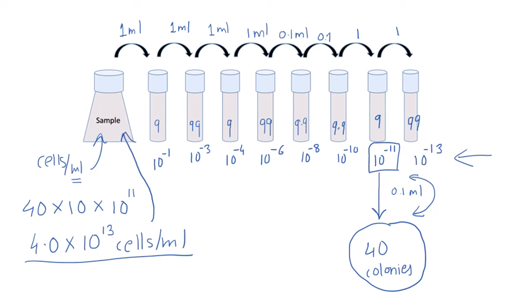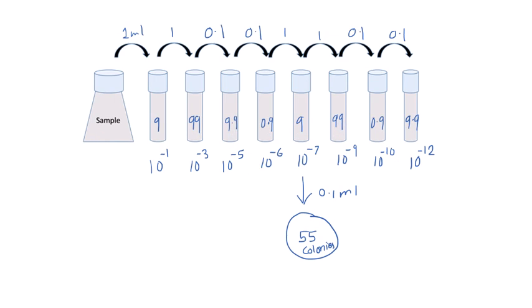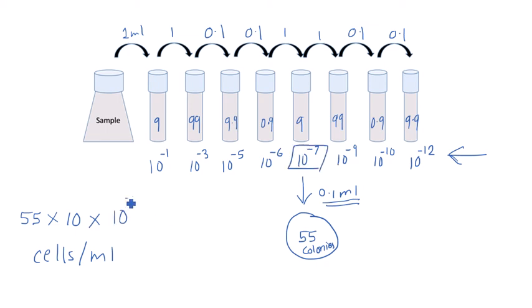Let's take one more example. Here are your total dilution factors of the tubes, and you have plated from tube number 5, 0.1 ml again, and you have 55 colonies. So you have 55 colonies, which is 55 cells, because each colony is obtained from one cell, times the dilution fold, that is 10, because we are trying to find out cells per ml, and then the dilution factor of the tube, which is 10 to the power minus 7, so you're going to do 10 to the power positive 7.